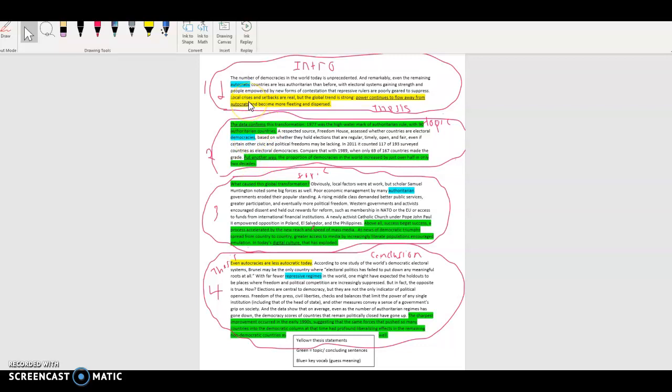The thesis I'm going to summarize. I'm going to summarize the topic sentence in my head, the concluding sentence in my head, the topic sentence in my head, the concluding sentence in my head, the restated thesis in my head, and then the conclusion sentence in my head. So I can skim through this passage quickly.